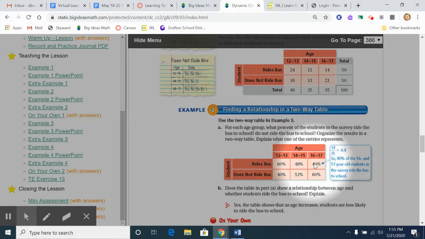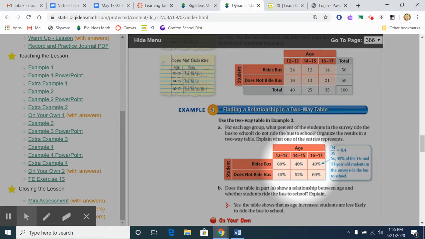Less of them are riding the bus. More of them are not riding the bus. Why does that make sense? Because they're probably driving to school, right? As they get older. So it says, yes, the table shows that as age increases, students are less likely to ride the bus to school. Again, probably because they're driving to school. Okay. But most importantly, how do we find those percents?